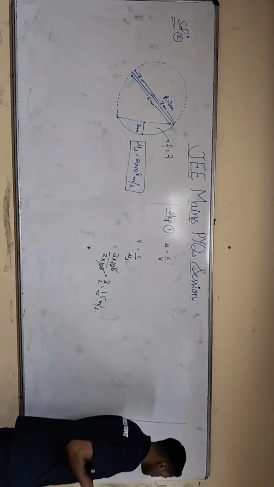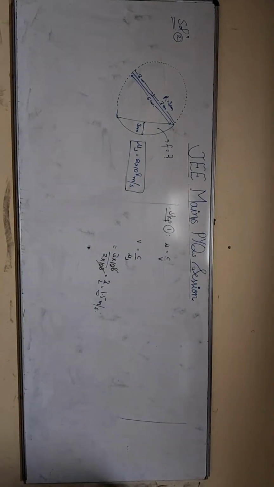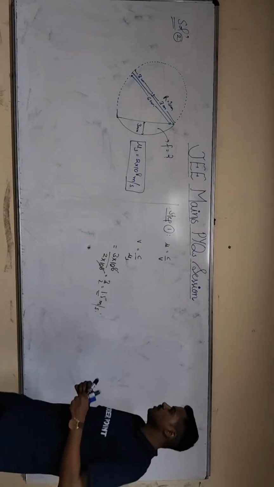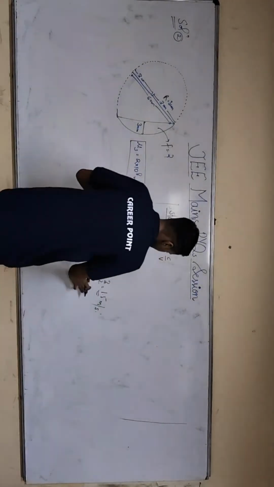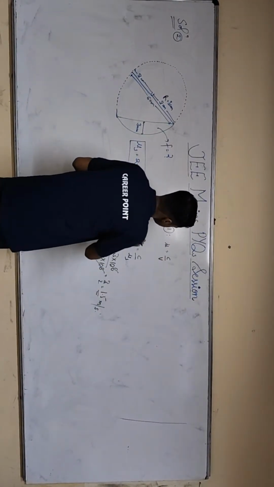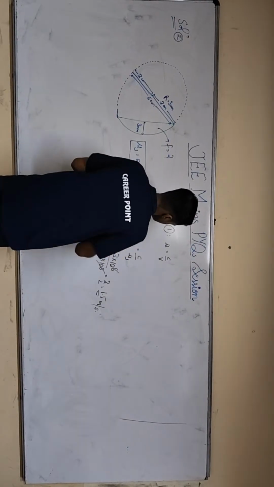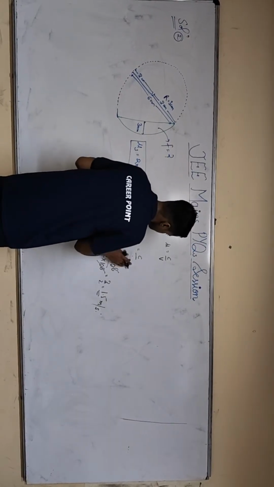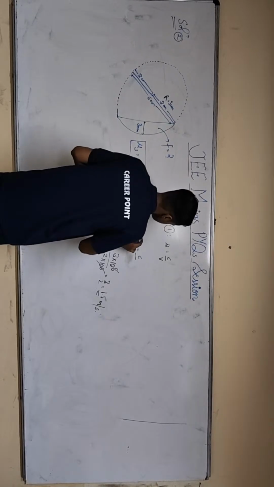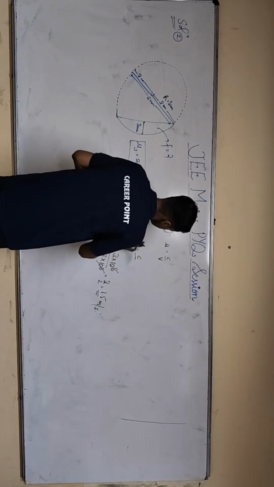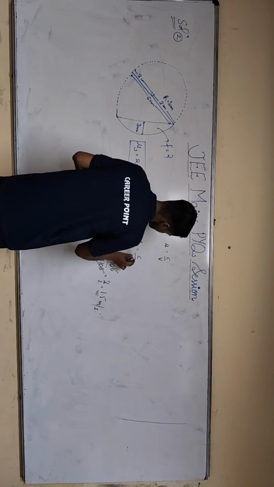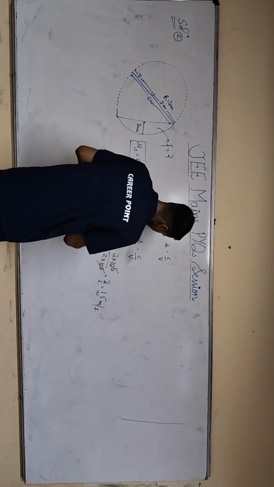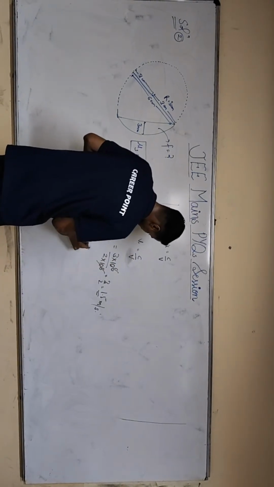I hope this is clear to you. Any doubt? Anything? Yes. So, we have a value of refractive index mu. Now substitute the value of mu, that is mu, and the value of mu becomes 1.5.